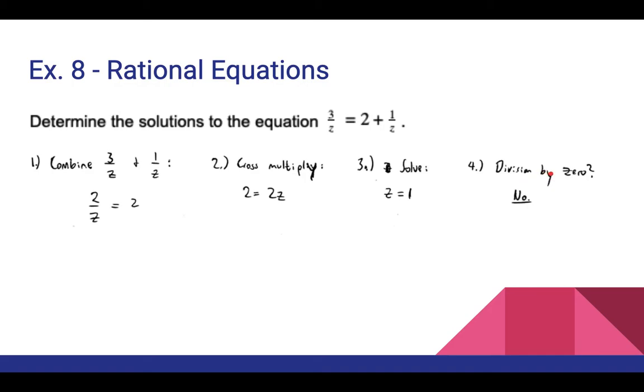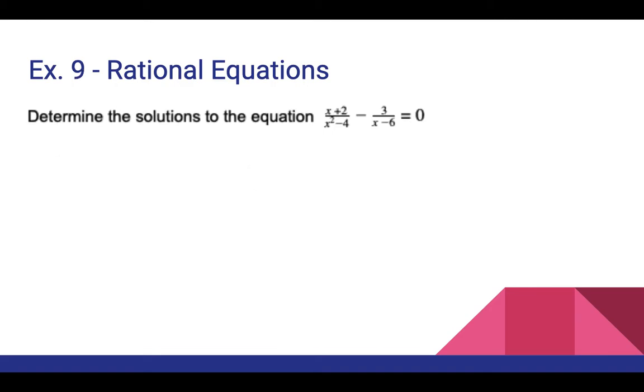Lastly, we check for division by 0. Well, if z equals 1, that's going to give us 3 over 1 and 1 over 1. So there's no problem with the solution here. Hence a simple rational equation problem. Now let's look at a little bit more complicated problem right here.